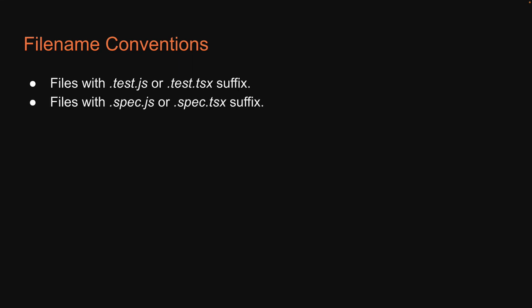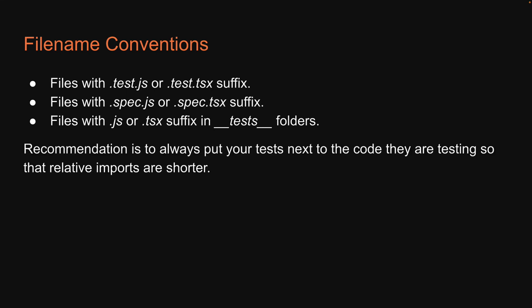With Create React App, Jest will look for test files with any of the following popular naming conventions. Files with .test.js or .test.tsx suffix. Files with .spec.js or .spec.tsx suffix. Files with .js or .tsx suffix in __tests__ folders. And this can be located at any depth in the source folder. The recommendation is to always put your tests next to the code they're testing so that relative imports are shorter.